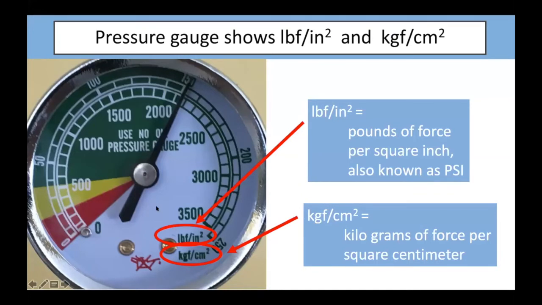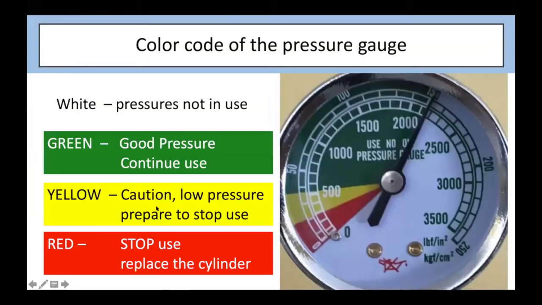In every case, you're going to want to be aware of this pressure on the gauge so that you can manage the amount of oxygen that's being provided to the patient and the rate of flow. You'll watch the gauge being reduced over time as the patient is receiving oxygen. Here's why I like the color code of the gauge. It helps us very much.